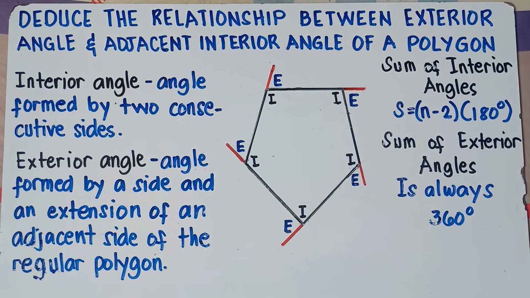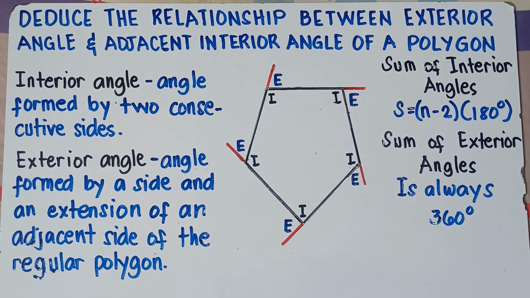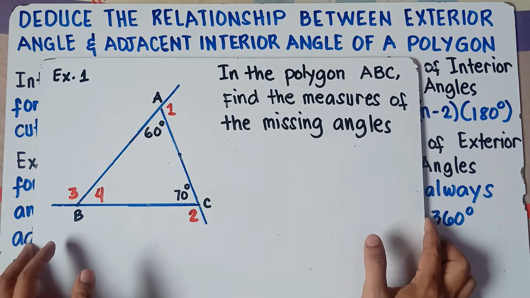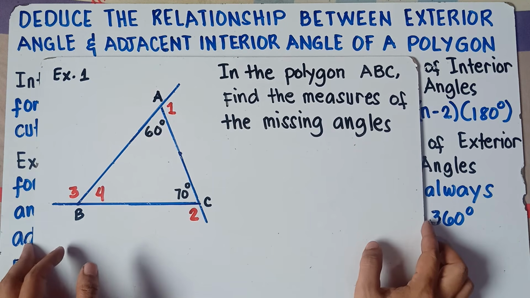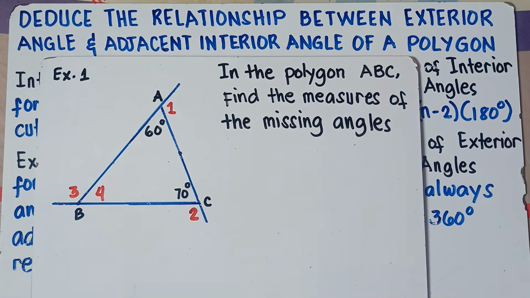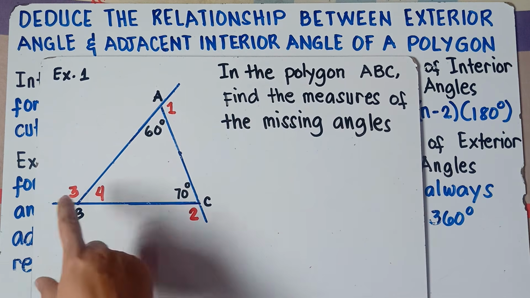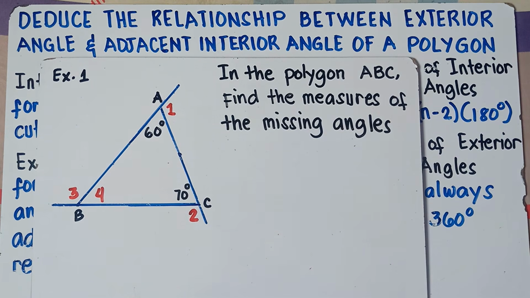Our topic for today's class is all about deducing the relationship between exterior angle and adjacent interior angle of a polygon. So without further ado, let's do this topic. Later in class, we'll be answering this type of example. We're told to find the missing angles of this given polygon: angle 1, angle 2, angle 3, and angle 4. And we will have more examples in class for you to really understand this one.